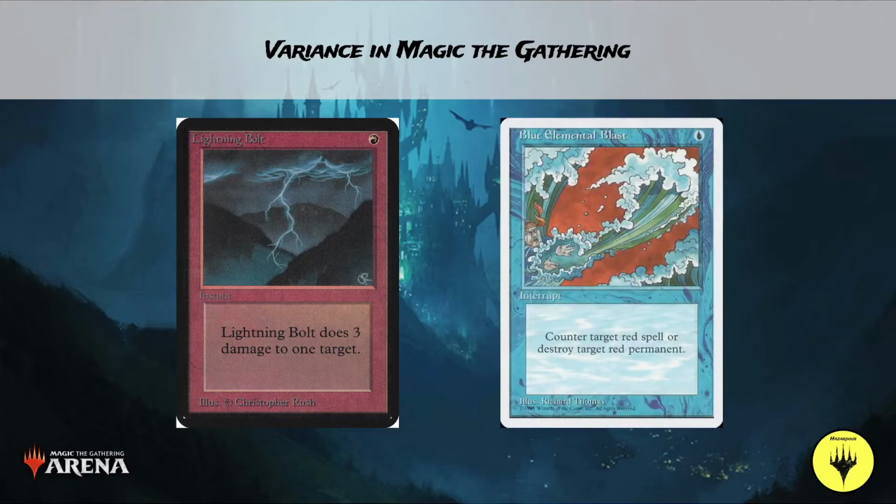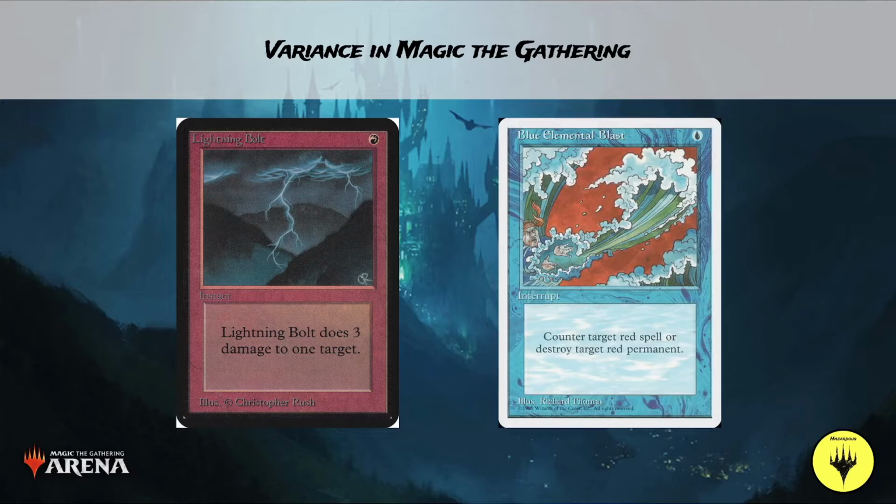Now let's have a look at Blue Elemental Blast. The card is excellent against certain matchups, but terrible in others. What happens if your opponent does not play any red cards? Yep, it will sit in your hand until you discard it or the game is over. So you might have already guessed correctly, low variance cards end up in main boards, and high variance cards end up in sideboards, and are sideboarded in when the matchup is good for them and makes the card a low variance card in a specific matchup.